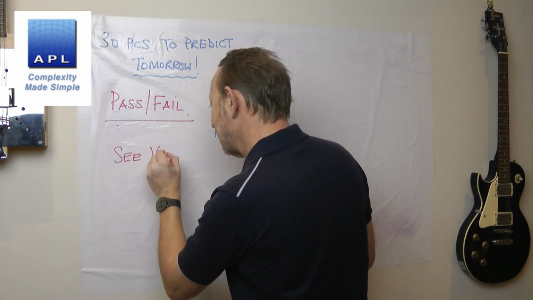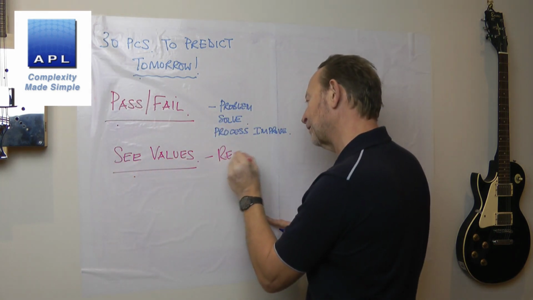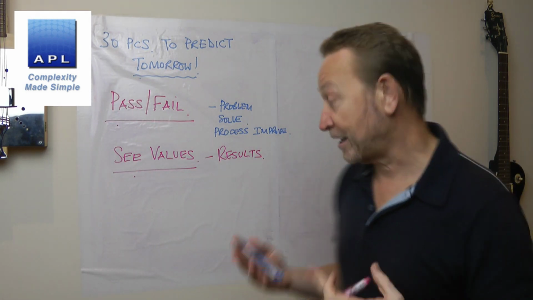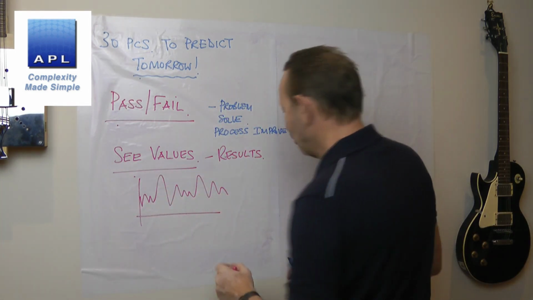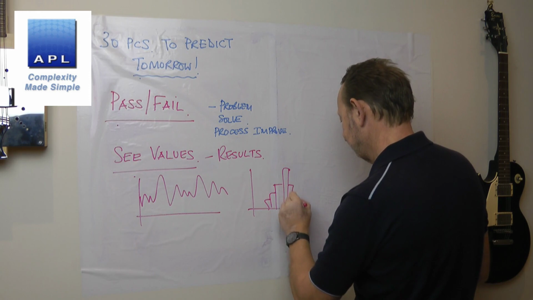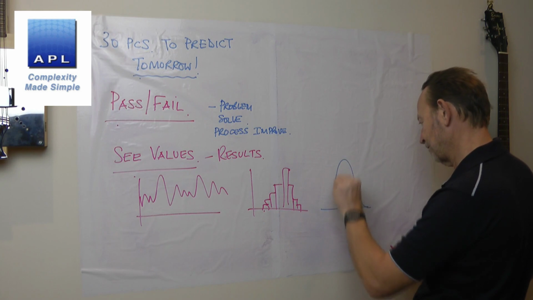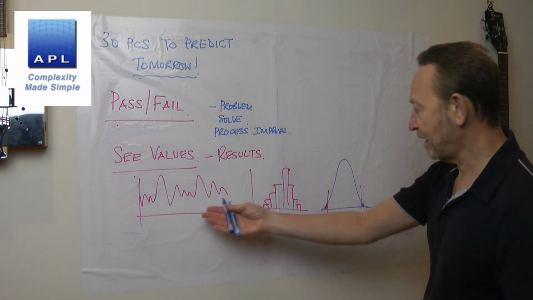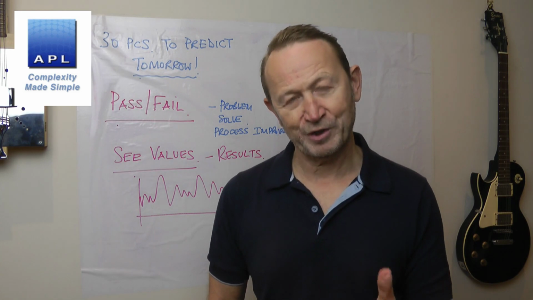is to see the values. You need to see the results properly, not pass-fail. Then what you're going to do with the data is very simple. You're going to do a run chart. You're going to do a histogram. And finally, you're going to do a CPK diagram. And then you can judge the physics of what's going on.